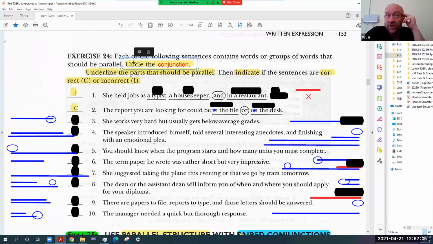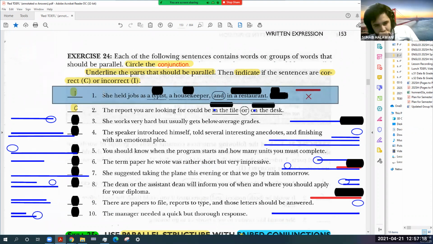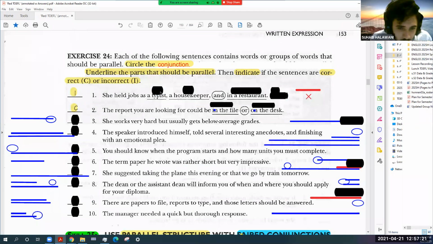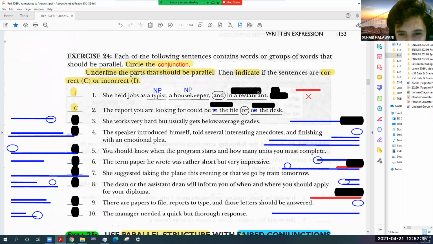So here we will circle the conjunction, underline the parts that should be parallel, and then you show me if it's correct or incorrect. Suhaib, can you explain number 1? She held jobs as a typist, a noun person, and then a preposition phrase. Is this parallel, gentlemen? It is not parallel.